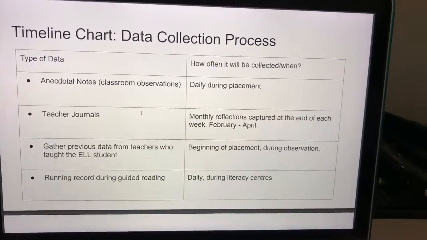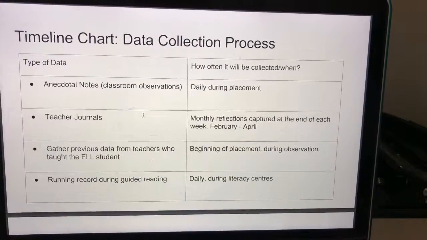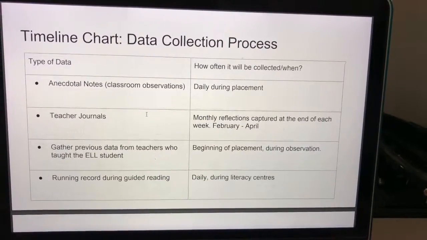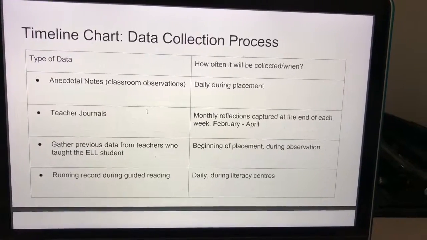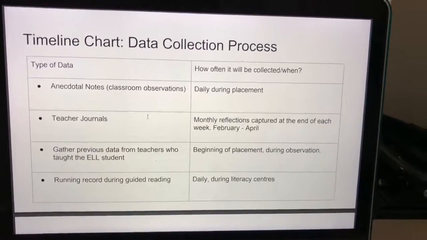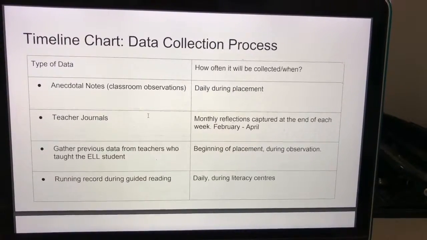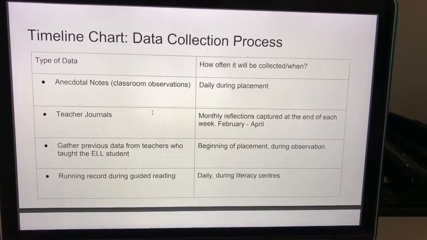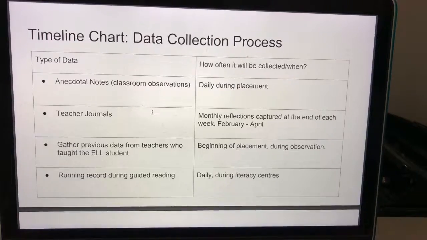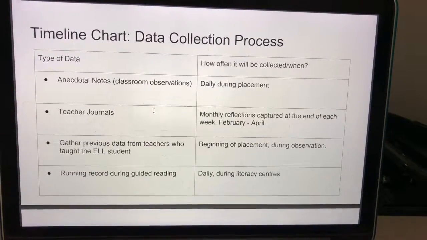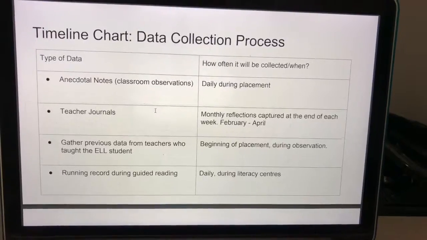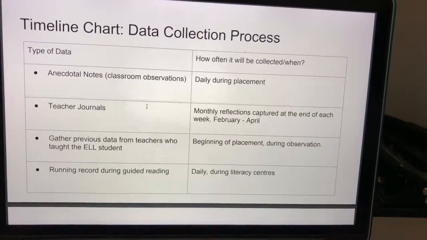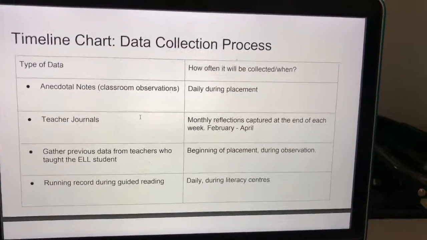And also I made a timeline chart of the data collection process, so basically the type of data that I took: anecdotal notes, teacher journals, gathering previous data from teachers who taught the ELL students, running records during guided reading, and basically how often it was collected. Anecdotal notes were daily during the placement. Teacher journals were monthly reflections captured at the end of each week, during February to April. Previous data from teachers who taught the ELL students was gathered at the beginning of placement and also during observations. And finally, the running record during guided reading was performed daily during literacy centers.